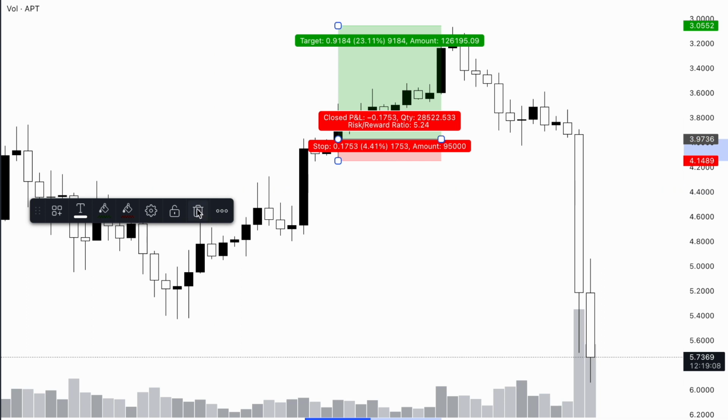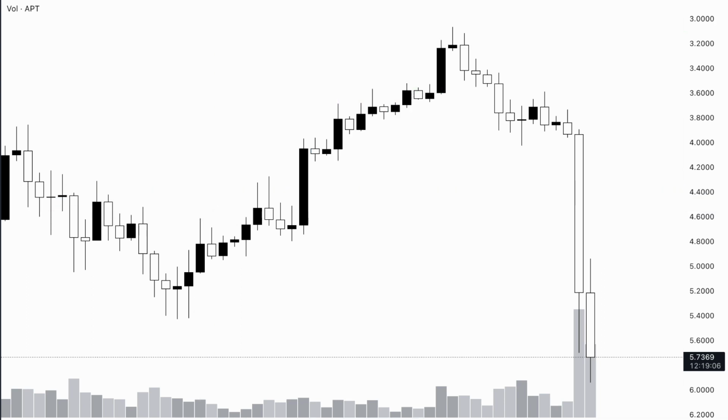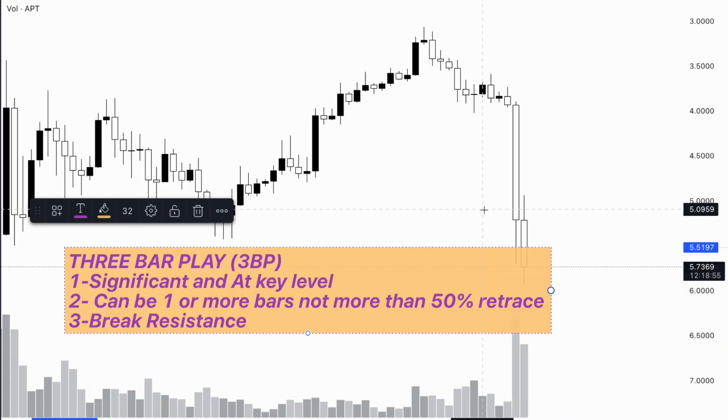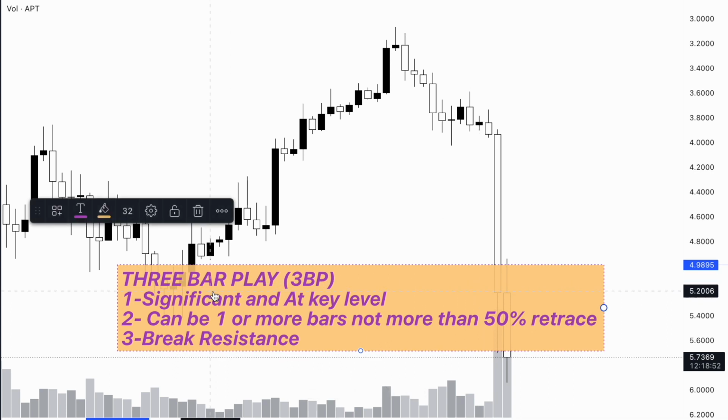Now, essentially, what you want to look for here is a significant candle at a key level. You don't want to play this off of, if you're playing a 3-bar play to the upside, you don't want to play a bounce at support, right? That's not what the 3-bar play is really indicating. It may work, but it's not your best setup.